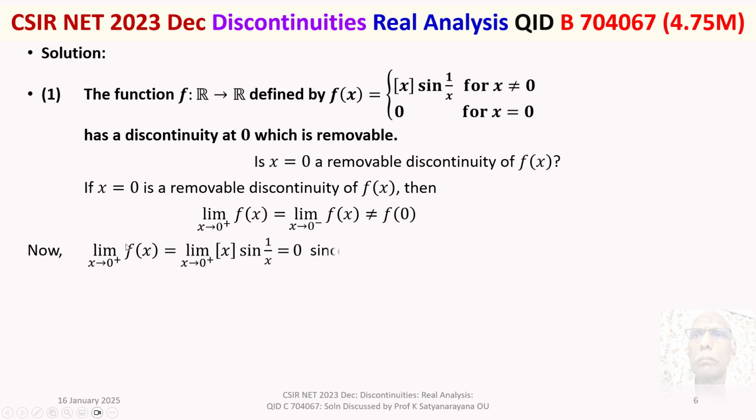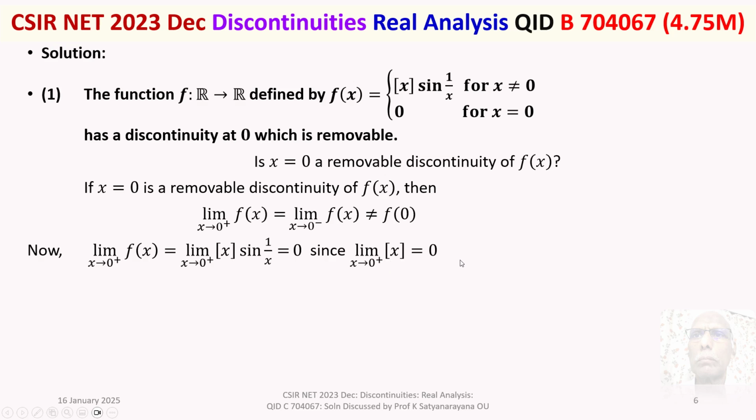Limit x tends to 0 plus of f of x, right? So that is equal to limit x tends to 0 plus of bracket x sine 1 by x is equal to 0. Remember, limit x tends to 0 plus of bracket x is, x is 0 plus some h which is positive as h tends to 0, right? So that means the bracket x as x tends to 0 plus is 0. The bracket x is what? It is the greatest integer not exceeding x. As x tends to 0 plus, it is 0.